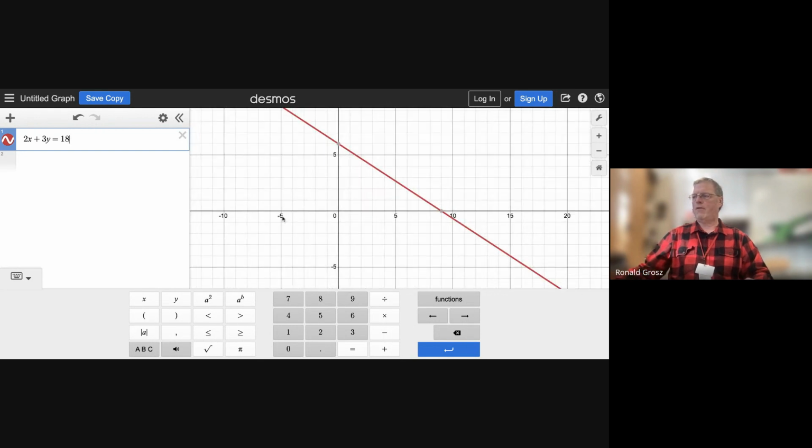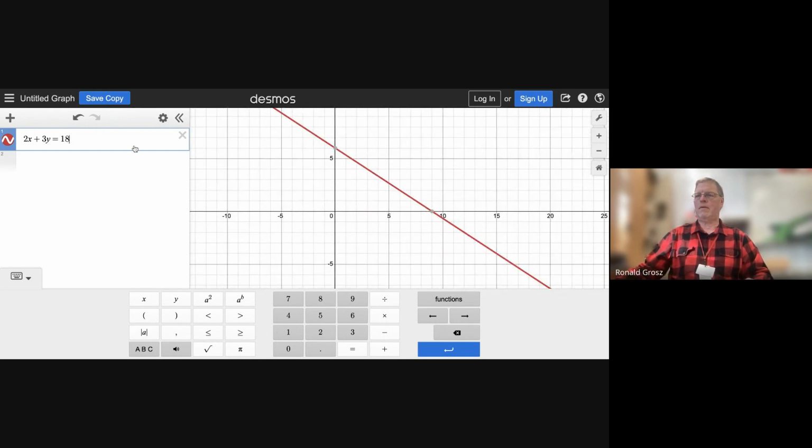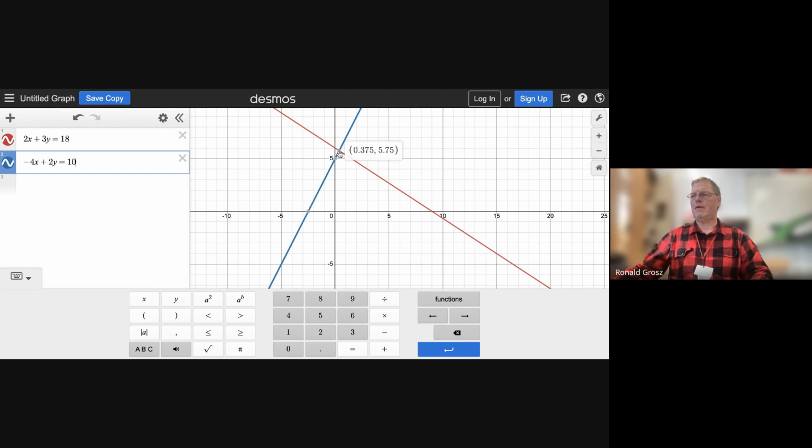I'm going to back off a little bit, show the equation. So I'm going to put both equations in. And it will show me where the two lines intersect. I'll be able to scroll to that point to show me where those equations are.